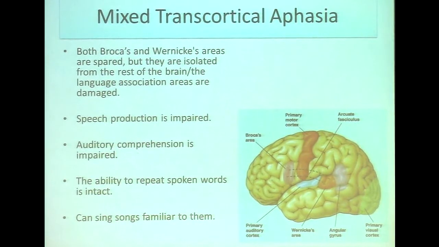And if that happens, speech production is impaired, they can't speak properly, auditory comprehension is impaired, they don't understand what they're hearing. The ability to repeat spoken words is intact, because the arcuate fasciculus is intact. And interestingly, they can sing songs that are familiar to them.